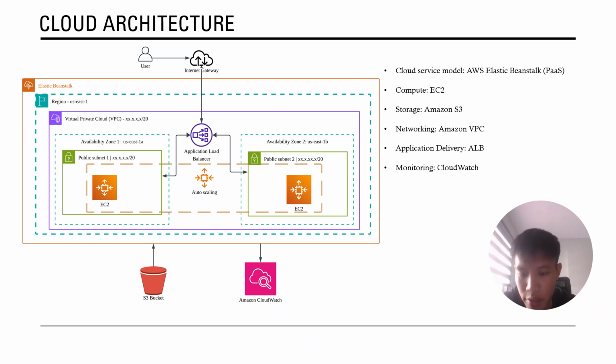In application delivery, the Application Load Balancer helps to distribute traffic evenly across instances, enhancing availability, reliability, and fault tolerance. Lastly, for monitoring, CloudWatch is used to monitor our web app performance in real time, triggering auto-scaling and alerts for proactive issue resolution.